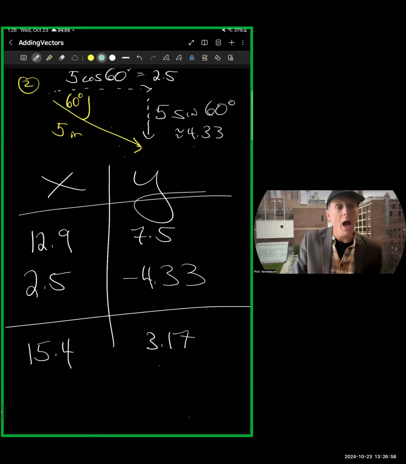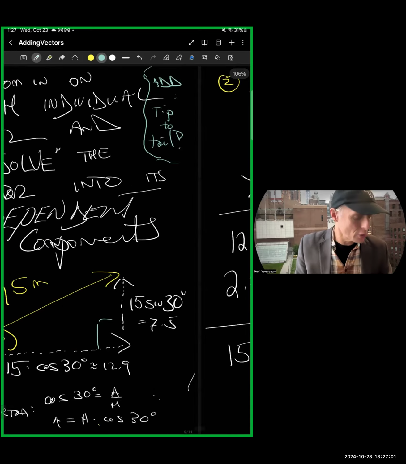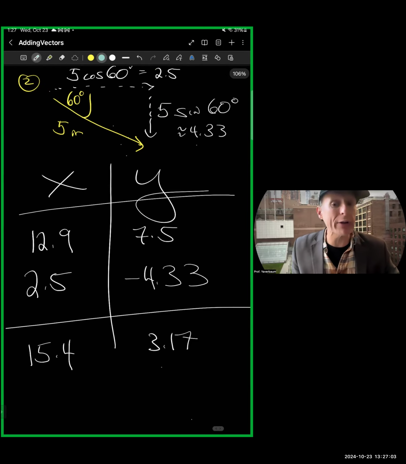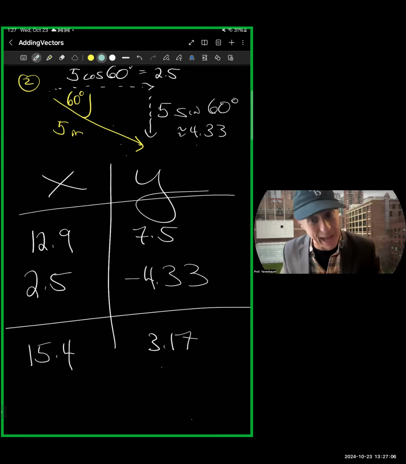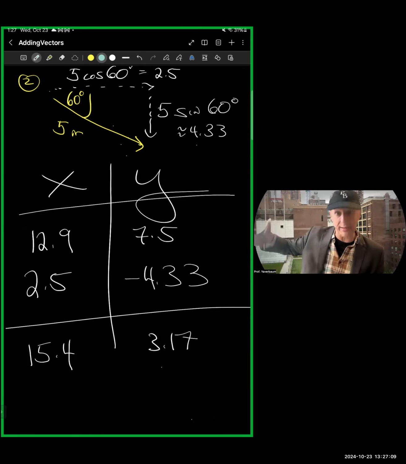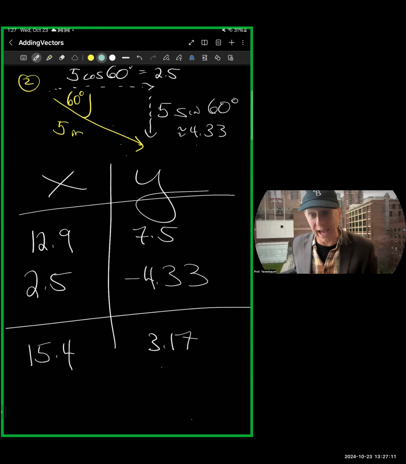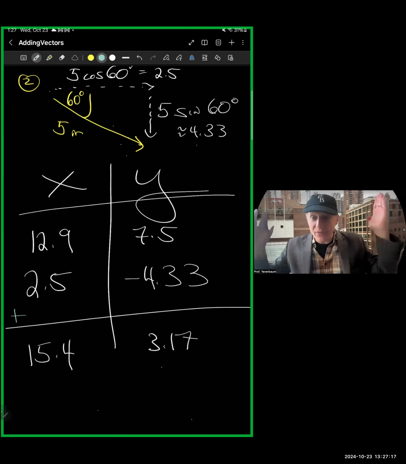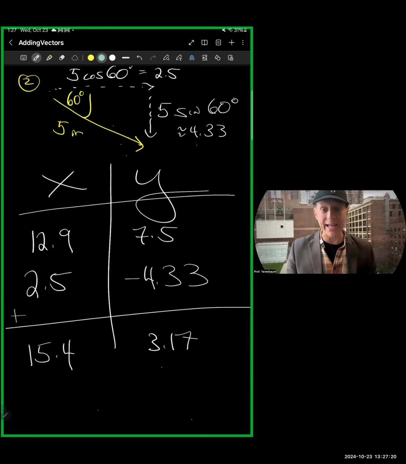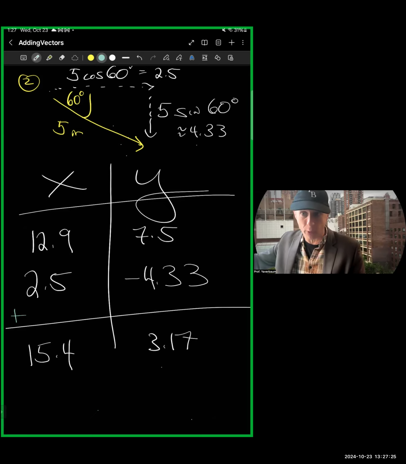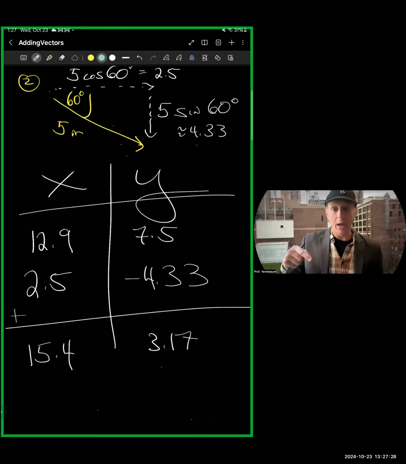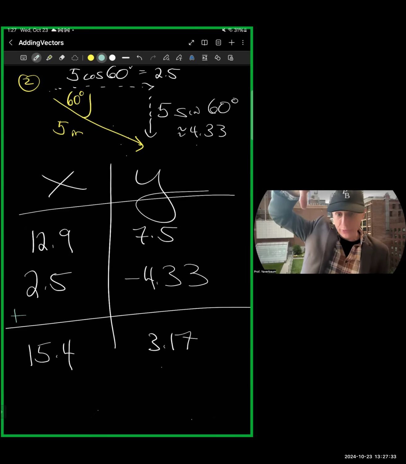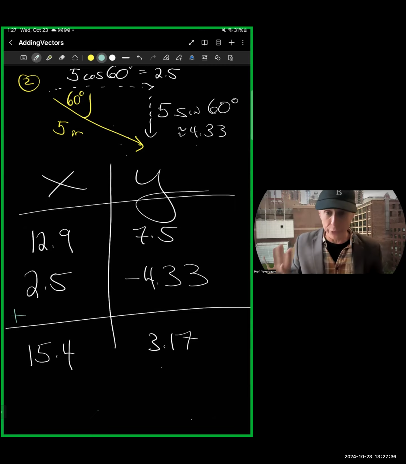In the y-axis, I first went 7.5 meters north, but then I went 4.33 meters south. So I put a negative sign on that, because we originally said that on that axis, anything going south is negative. Then I'm just adding up individually. At the end of the day, I walked 12.9 and then 2.5, so a total of 15.4 east. And while that was happening, I went 7.5 north, but then walked 4.33 south. So that added up to a total of 3.17 north.